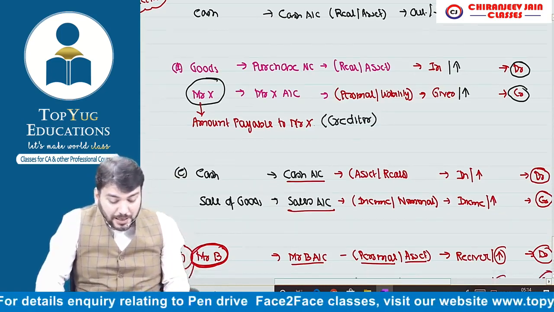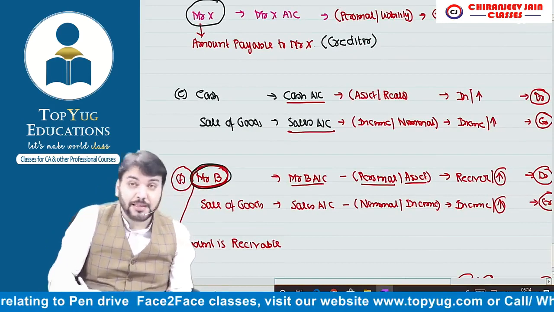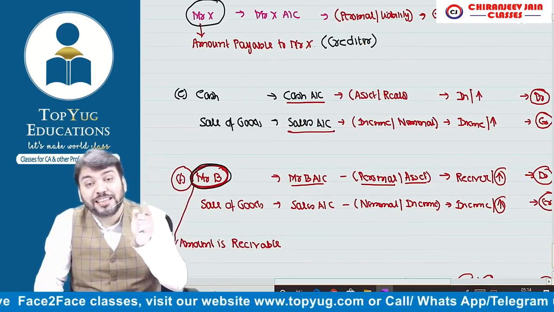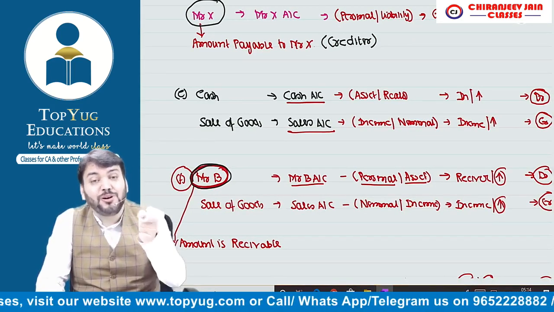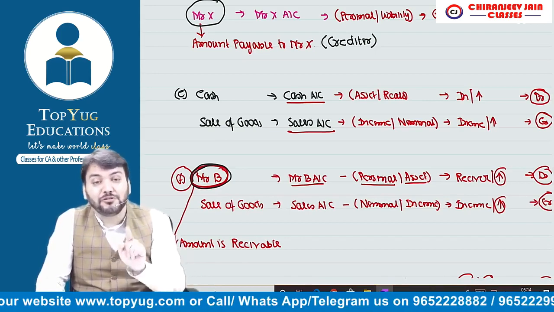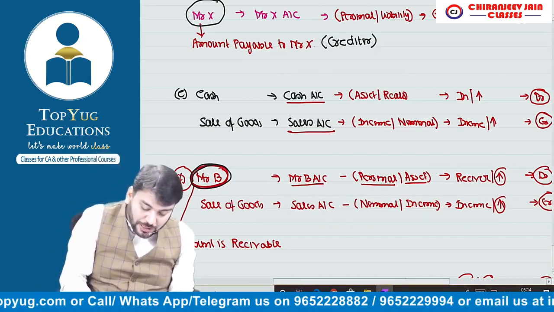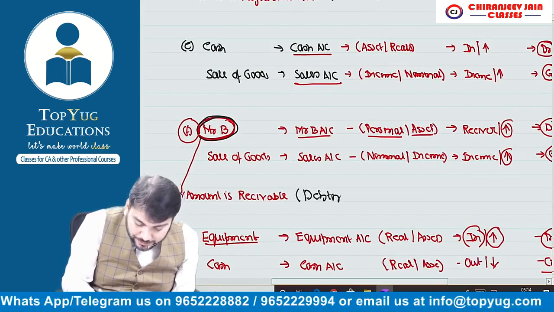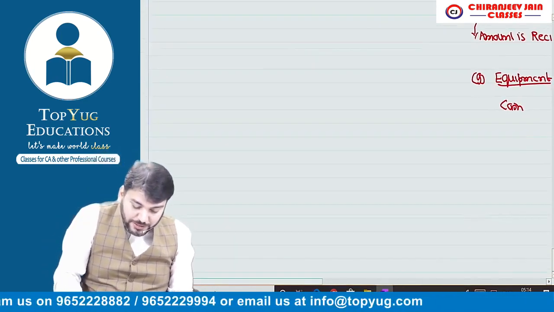Creditor. And any person, यहाँ पर Mr. B, any person to whom goods are sold on credit, that person is known as debtor. So can I say Mr. B is known as debtor? Debtor, correct? So can I give a note for this?